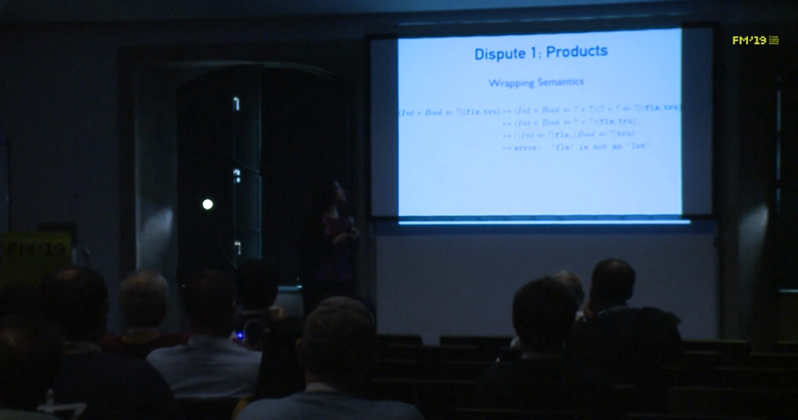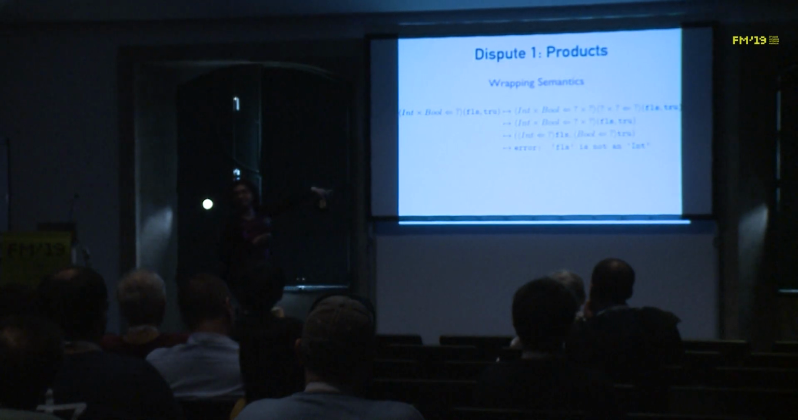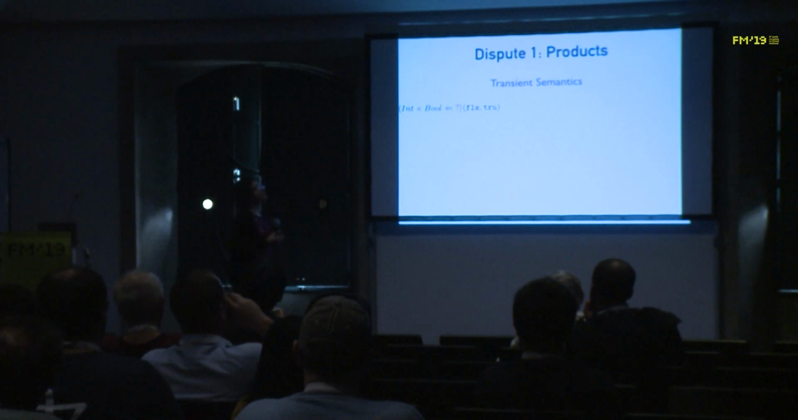And in this case, of course, we'll report an error because false is not an integer. Okay, so wrapping semantics essentially pushes that check into each of the components of the pair. Now, transient semantics, on the other hand, does a little less.